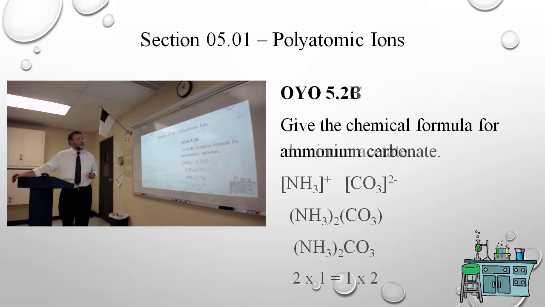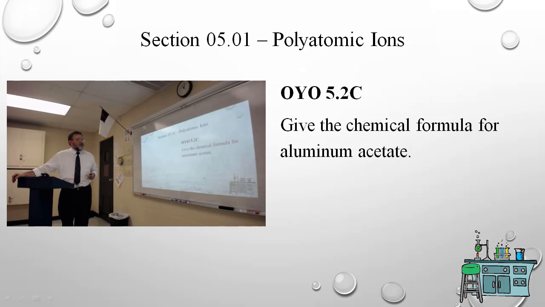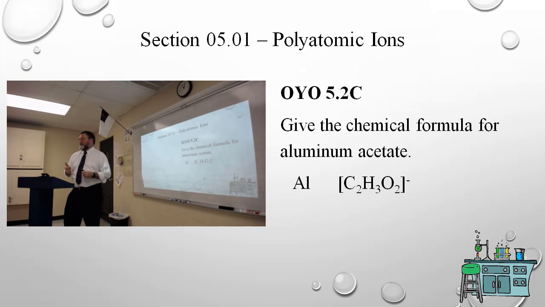Okay. C. Give the chemical formula for aluminum acetate. We have 1 element, which is actually, we're talking about the ion, and 1 polyatomic ion in play, right? So obviously it's aluminum and acetate. You need to know that acetate, not only its formula, but its charge, 1 negative. So the question then is, what is aluminum? What does aluminum ionize to become?